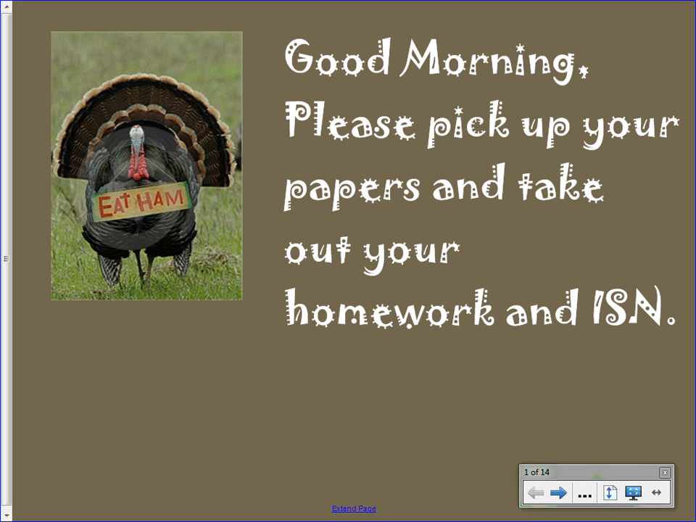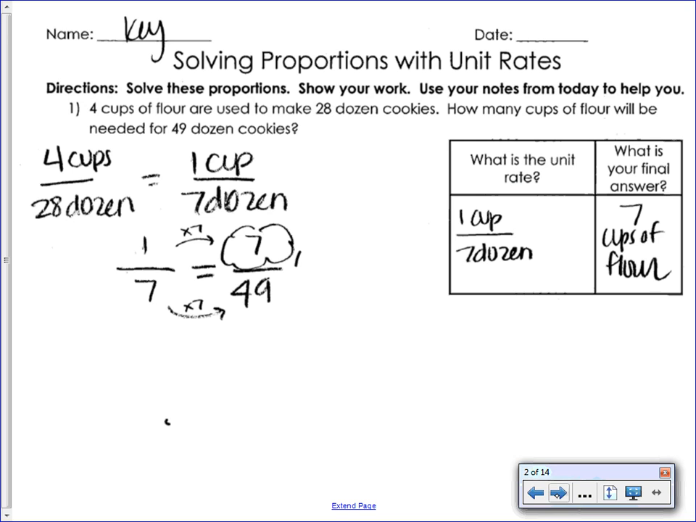Okay, so we're going to start by going over the homework. We have problem 1. Now, the reason why we go to unit rates, I'm going to show you, but we use unit rates when we're trying to change a ratio to fit into a different ratio, all right? So let's look at number 1 from your homework from last night.